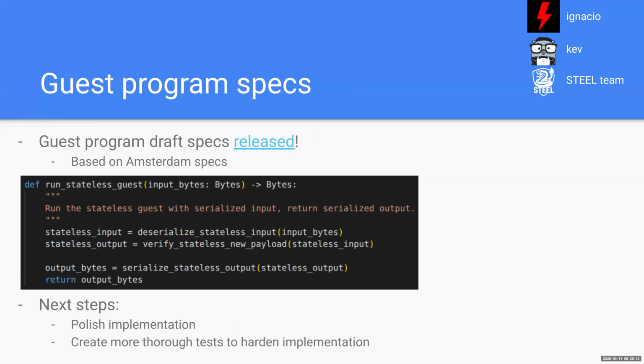Here I have a screenshot of the entry point for the guest program, where it gets the input bytes and basically executes all the logic and returns the output bytes for the public inputs. So I would say that if you are an EL working on guest programs, it might be interesting to start looking at these current draft specs. We still want to polish it a bit further, so you might expect some changes happening in the branch.